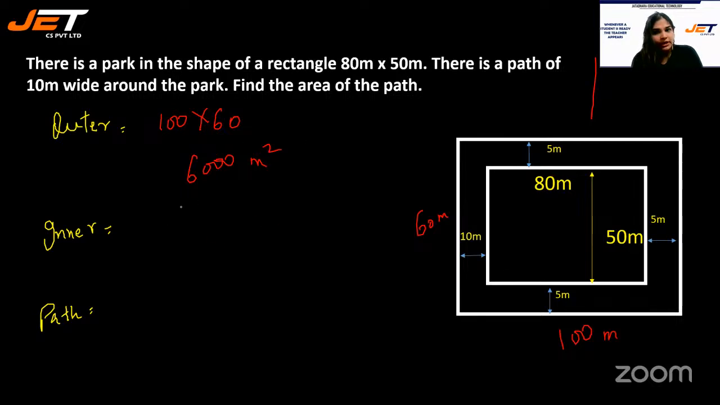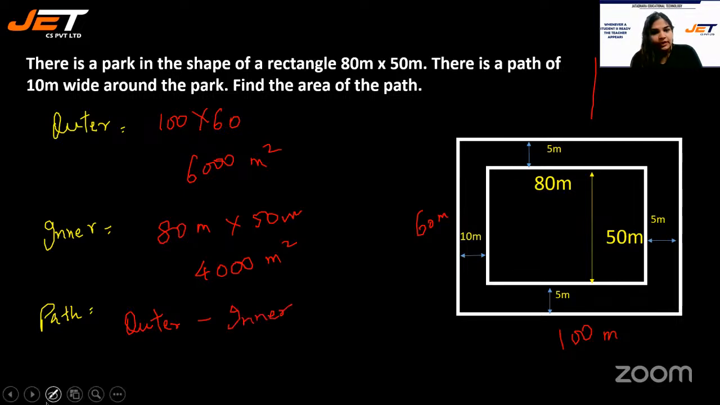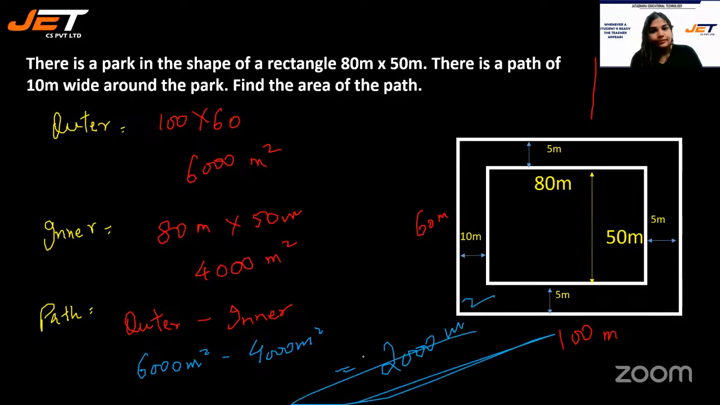Then if I talk about the inner one, 80 meters times 50 meters, which is equal to 8 times 5 is 40, and then 2 zeros, it is 4,000 meters square. To find the area of the path, you need to do outer minus the inner. Outer one is 6,000 meters square minus the inner one is 4,000 meters square. Here we can see the difference of 2,000, which is the area of the path. Okay, that's how you have to do it.